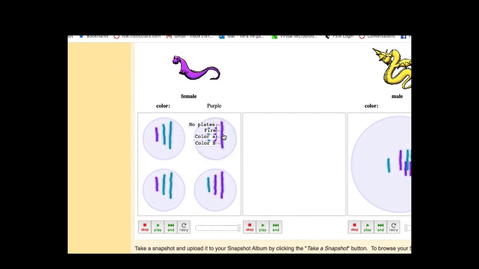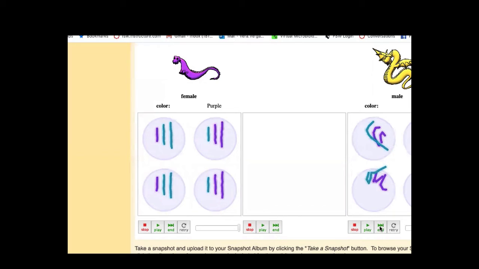So if we looked at this one, it has no plates, it's got fire breathing, its color A gene is little a and little b. If we look at the other chromosome, there's the horns, no scales, and this chromosome is the wings. Let's quickly make the sperm of the dad, and we will speed it up and get to the end.